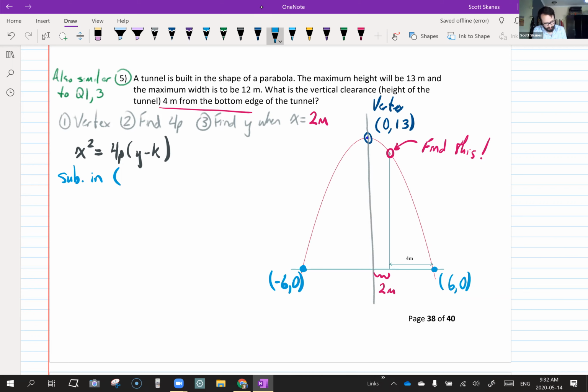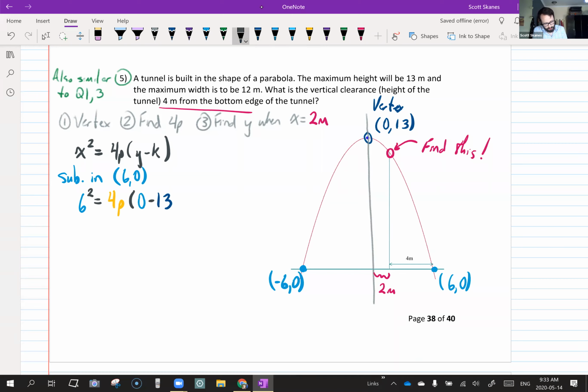6 and 0. Thank you, Mohammed. 6 and 0. You could use -6 and 0. It would just be slightly more difficult. Okay, so I'll put 6. I'm going to square that. I'm solving for 4p because that describes the curve for me. Y is 0, and my k is 13.